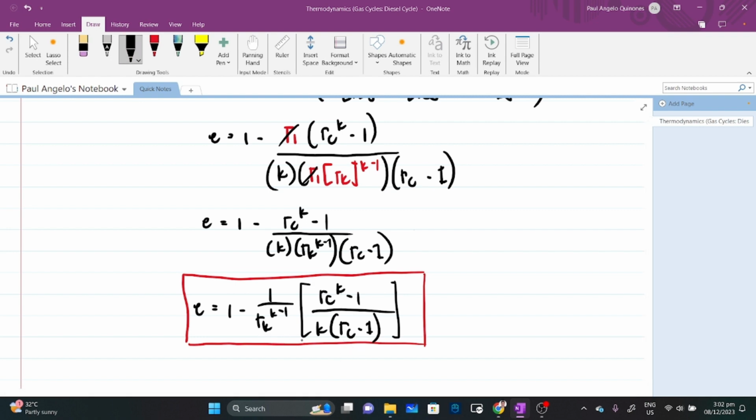Okay, so in the next video, let's try to utilize these equations by solving an entire cycle relating to diesel cycle.